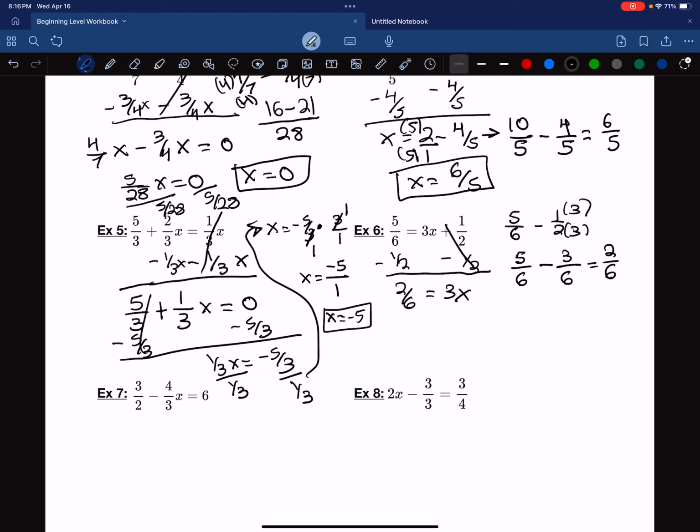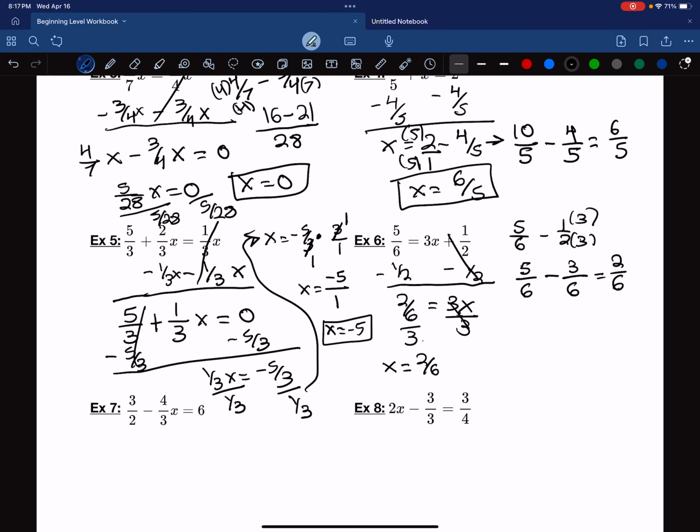Okay, anyways, so now we have 2 over 6 equals 3x. So now that we got that, we're just going to divide both sides by 3. So we get, I'm going to write it like this, x equals 2 over 6. And then from here, we're going to do keep, change, flip. So it's going to be 1 over 3 instead of 3 over 1. And then we can't cross reduce because 2 can't go into 3, and 6, well, 1 does go into 6, but that's not going to reduce anything. So there we go. So we got 2 times 1, which is 2, and then 6 times 3, which is 18.